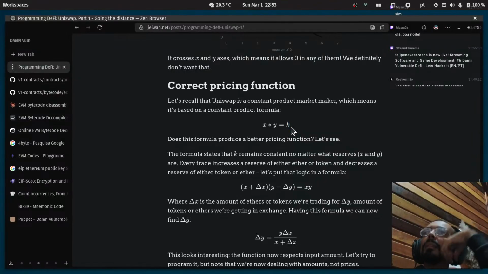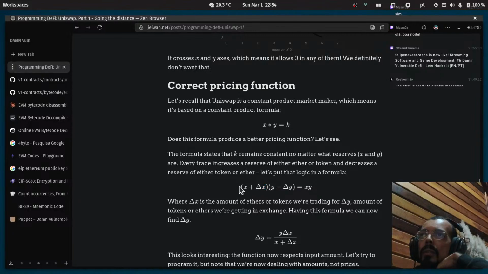And because that's constant, I'm going to receive less here if necessary to keep the reserve at the same values. Here they pass x, where x is the amount of tokens we are trading for. Yeah, like I said, right? They change the formula.